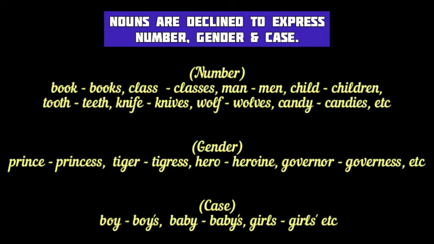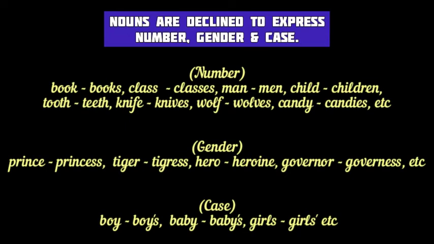Nouns are also declined to show the opposite gender. Prince to princess, tiger to tigress, governor to governess are examples of regular inflections. So these nouns are called regular nouns. But hero to heroine is an example of irregular inflection. So hero is an irregular noun.